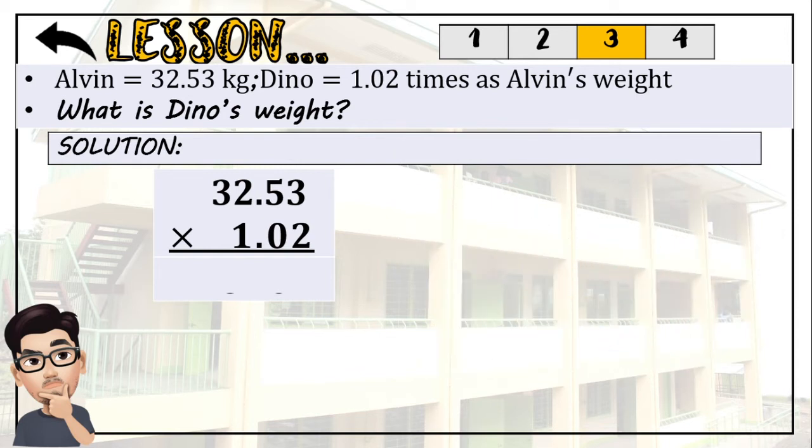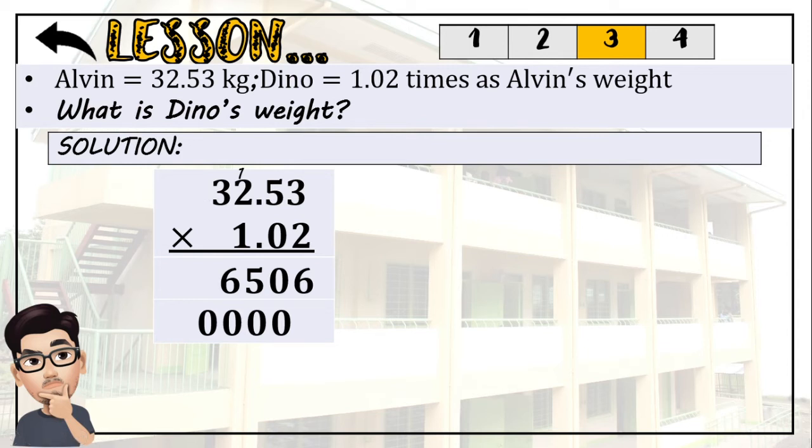So let's start with 2. 2 times 3, that's 6. 2 times 5, that's 10. Write 0, carry 1. 2 times 2, that's 4. Then plus 1, that's 5. 2 times 3, it's 6. Then since the second digit, yung digit doon sa tens place ay 0, we just put 4 zeros there. Kasi any number naman na i-multiply sa 0, it will be 0.